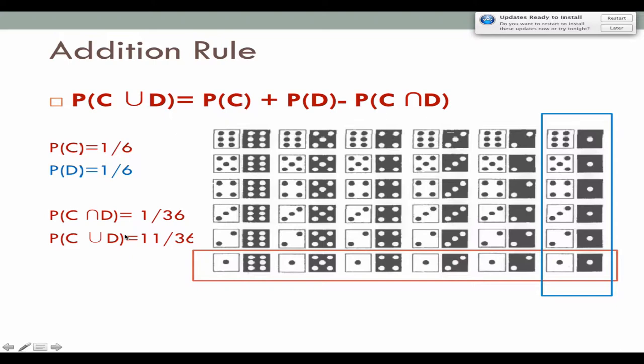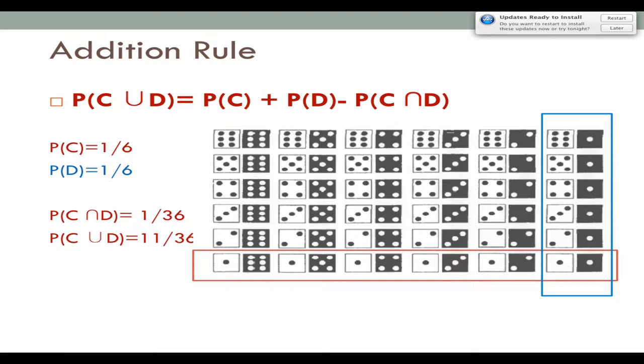Then what's the probability of C union D? C union D means either C happens or D happens. Either one happening is okay, so that means the summation of the elementary outcomes of C and D: 1, 2, 3, 4, 5, 6, 7, 8, 9, 10, 11. So there are 11 elementary outcomes for C union D, and the probability of C union D is 11 out of 36. So this is how we consider the sample space, and by counting the elementary outcomes, we can figure out the probability of C union D.